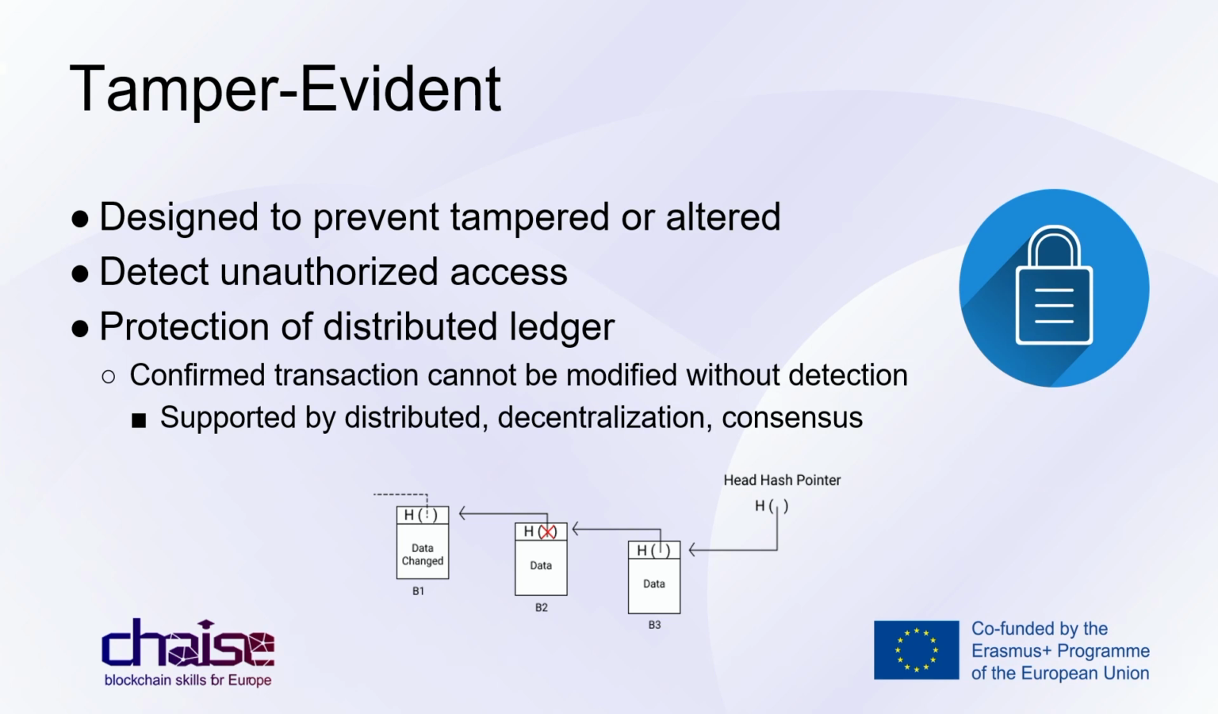So, this characteristic is providing tamper evidence and tamper proofing, and this tamper evidence is supported by distribution, decentralization, and consensus within blockchain networks.